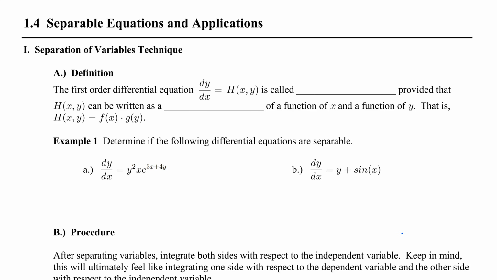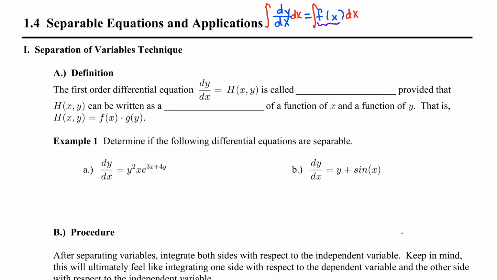The first method that we learned for solving a differential equation was direct integration. Recall that if I can isolate the first derivative and it's equal to a function of the independent variable alone, then I can solve this differential equation by integrating both sides with respect to the independent variable. This process only works if the first derivative is isolated and it's equal to a function of the independent variable alone.